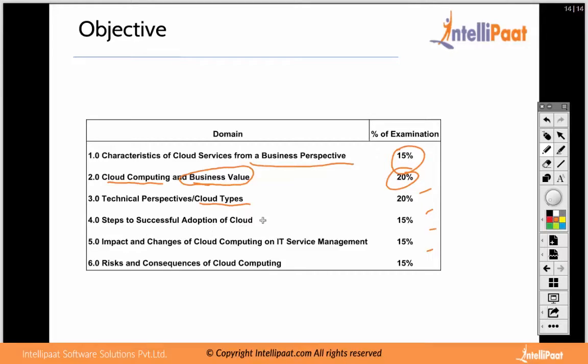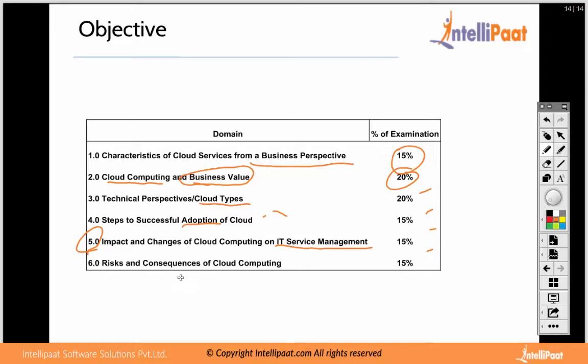Steps to successful adoption of cloud. Once we understand the technology and we have an understanding that the technology serves the purpose of your business needs and requirements, we need a solid path towards adoption. Adoption could be from your existing infrastructure to cloud, or from cloud to your existing infrastructure connections. There are varied forms of adoption. We will look into it in further slides. Impact and changes of cloud computing on IT service management. We already have an infrastructure, be it Microsoft's framework, be it ITIL, or any one of them. We already have laid out procedure plans and a management strategy. How is this change in paradigm going to affect our system? That is what we are going to discuss in domain 5.